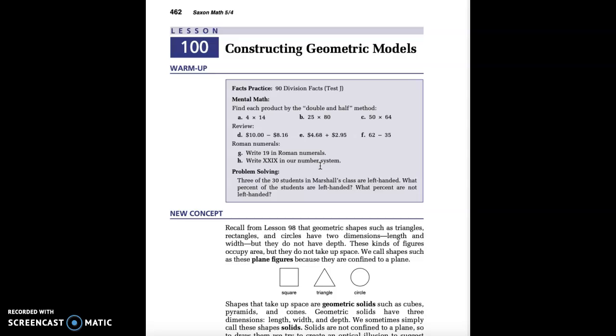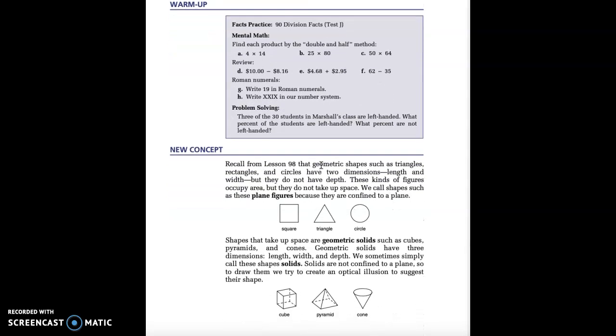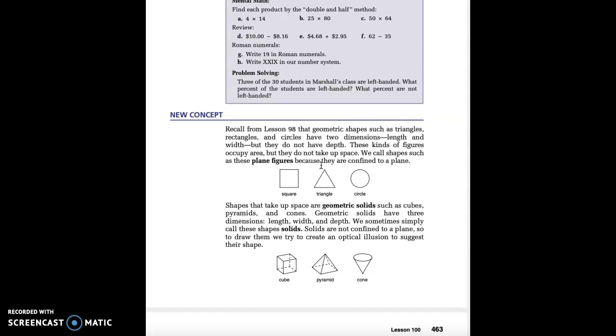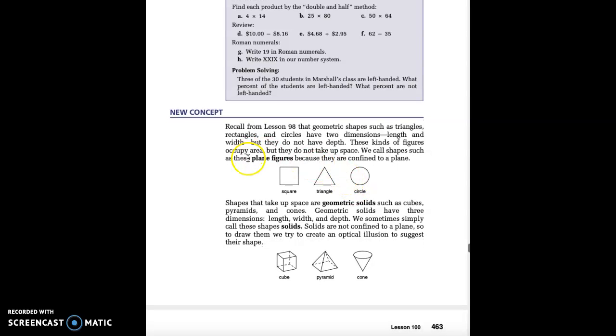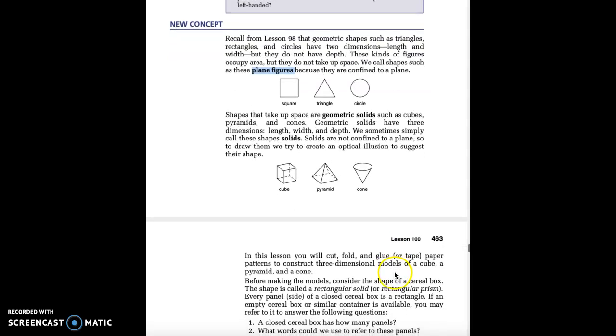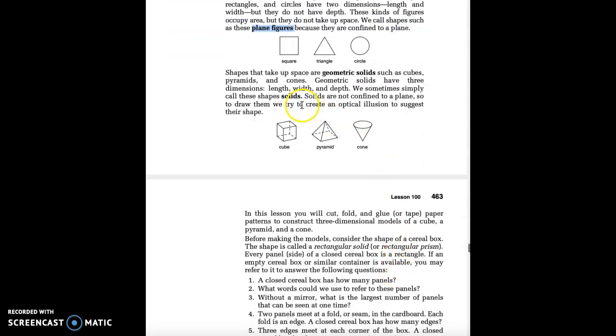So today we're going to be building on what we talked about 2 days ago with our geometric solids lesson. Today we're going to talk about plane figures. We know that plane figures such as the ones below, square, triangle, circle, do not take up any space. Because they're confined to a plane, they're called plane figures. We also know that shapes that take up space are called geometric solids. These are going to be the shapes you see around your house.